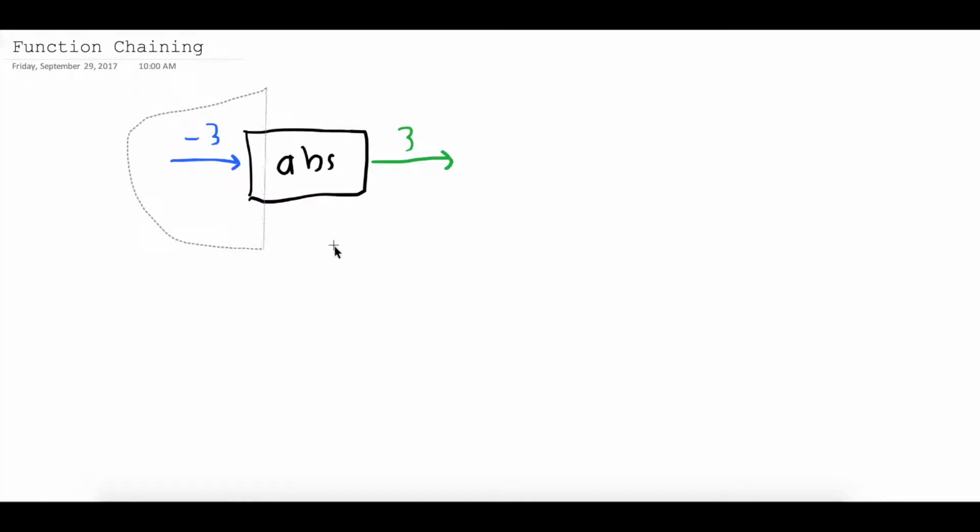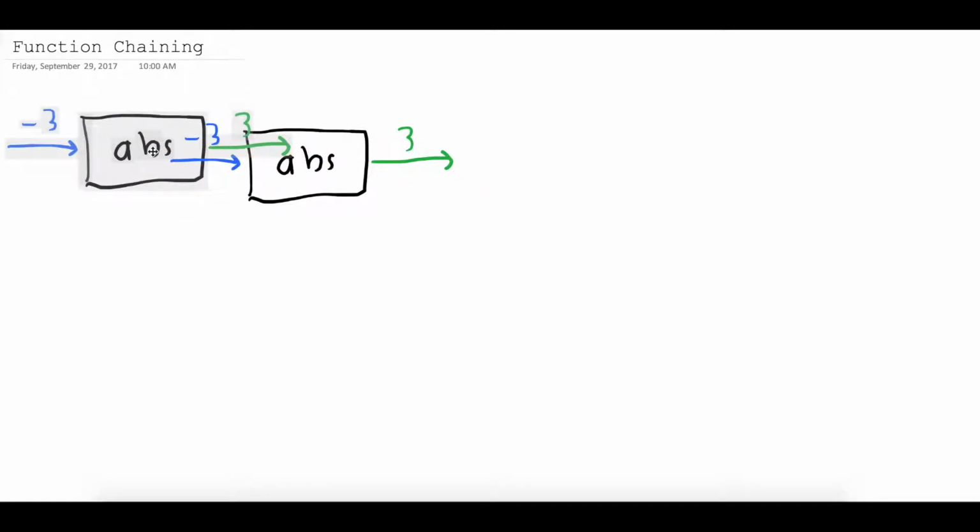We saw a function that was named ABS, and this function would take in as input a negative number or a positive number and return as output the absolute value of that number. So for example, if we sent it -3, it would return to us 3. If we sent it in 2, it would just return 2, so on and so forth.